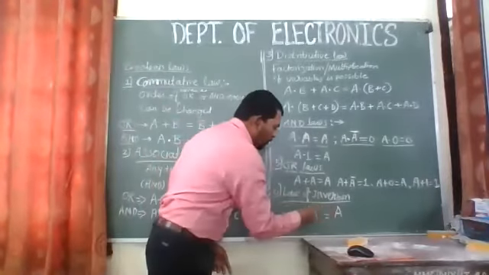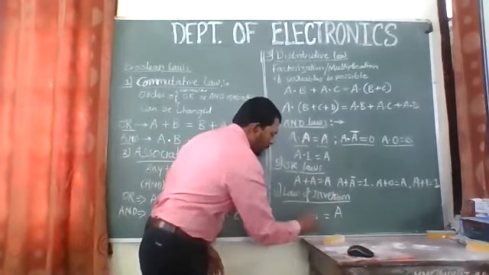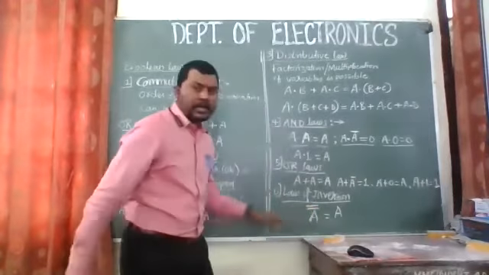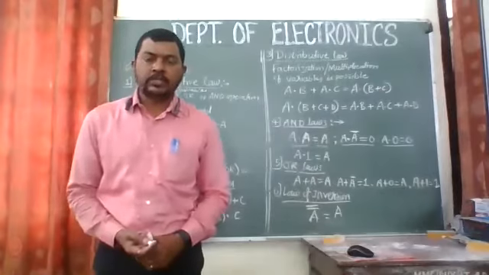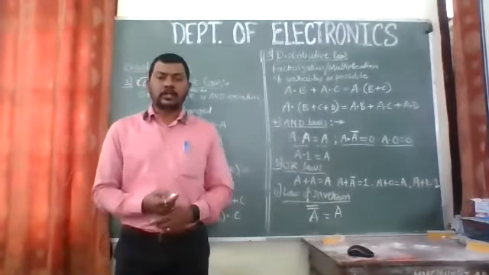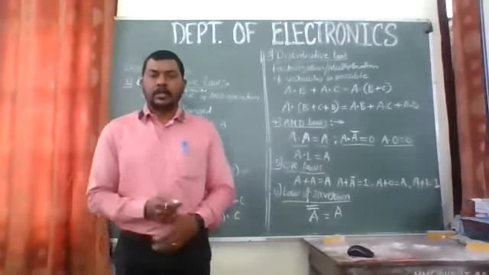And the last is the law of inversion, that is, A double complement is equal to A. So this is A double complement, which can be written as A. So we get A again. The law of inversion states that double inversion cancels out, and the result is the same variable. So A double complement can be written as A.